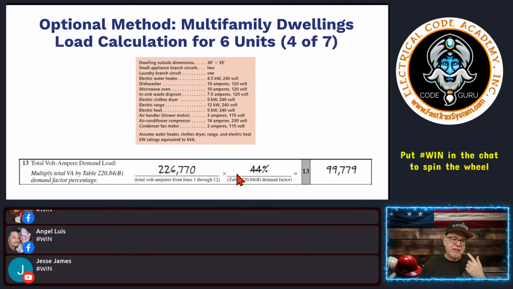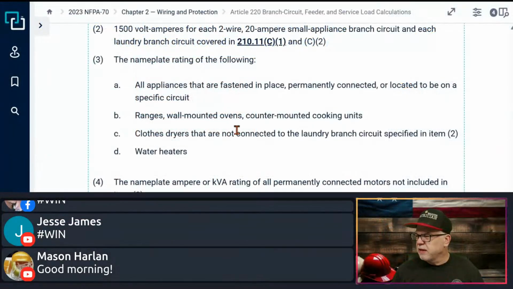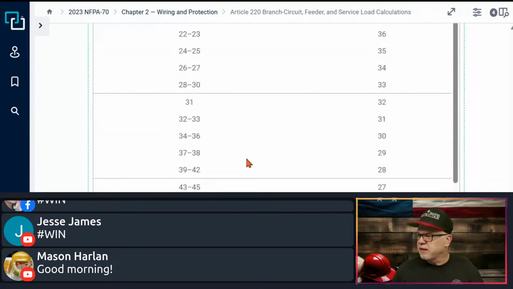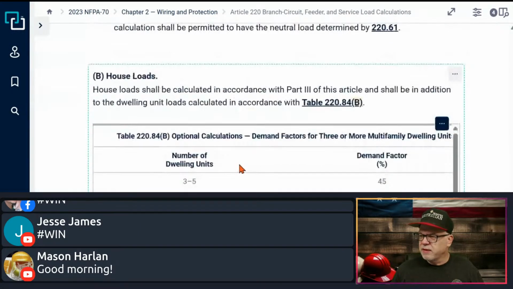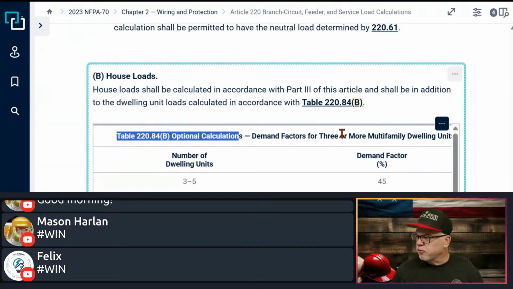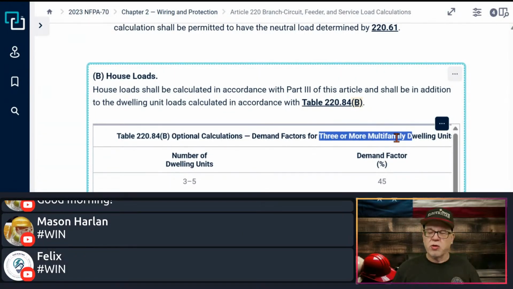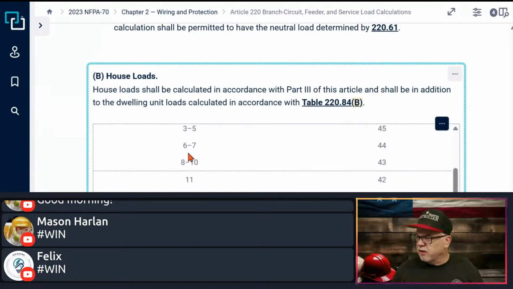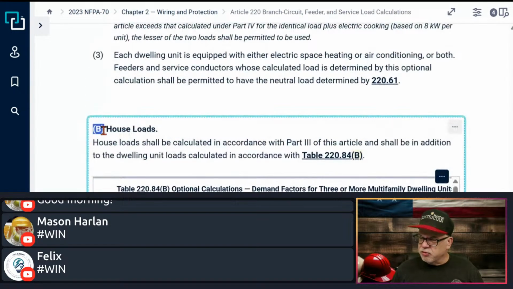So in this case, we're at 44%. Now, where do we get this from? So we took the whole load right here, and we have 44%. Well, we get the 44% from the table, which is right here. So here's our table, Table 220.84 for the optional method. And again, this is for 3 or more. We've got 6, so we have 3 or more. And so we're down here in 6 to 7. There's our multiplier, 44%. Now remember, it does not include house loads.